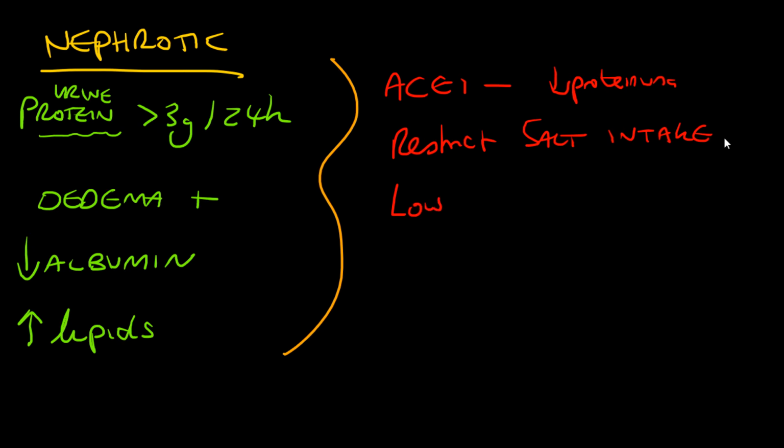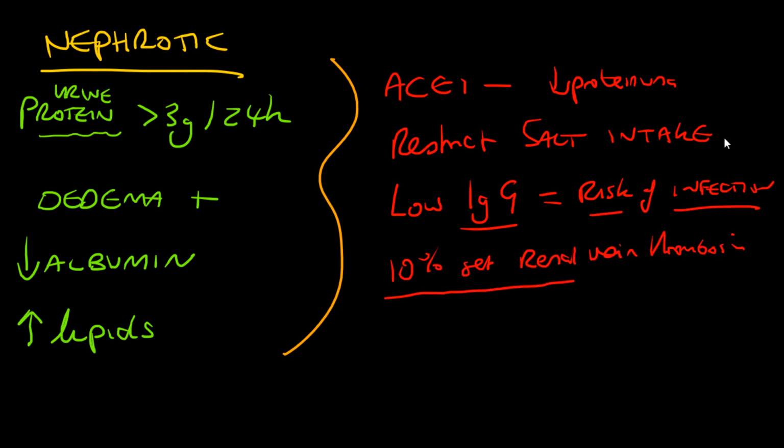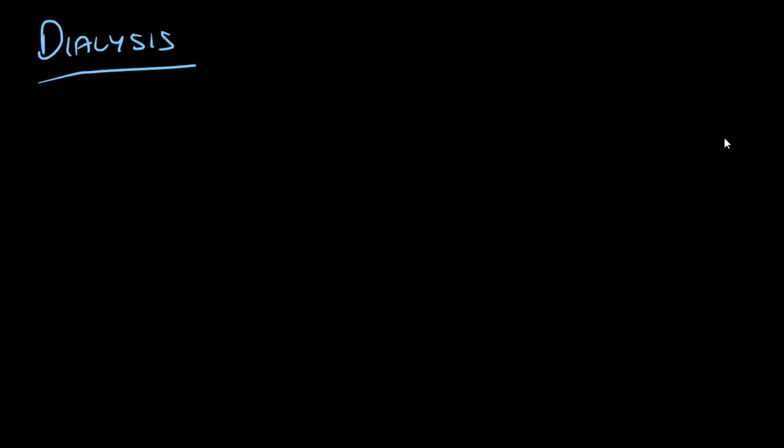Because they have a low IgG level, immunoglobulin G, they are at a risk of infection. So you might want to monitor them for infection and give them appropriate antibiotics. 10% of these people get renal vein thrombosis. Children have a better prognosis than adults, so children tend to fare better than adults, but in general, adults have an increased risk of venothromboembolism, so venous thromboembolic events.